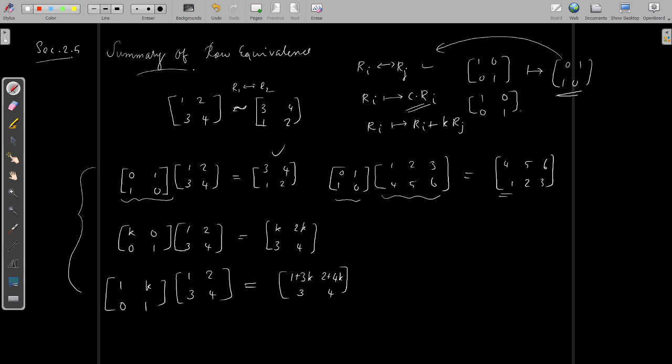When you consider this identity matrix and perform this row transformation, C times Ri, in this case that is K times the first row, so we get K times the first row and the second row as it is. Similarly, you can perform this operation on the identity matrix and you will get this matrix. This is the idea of equivalent matrices.